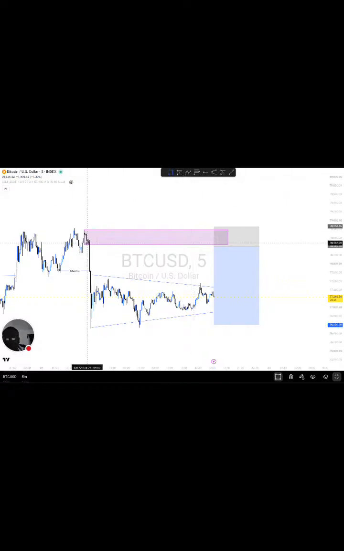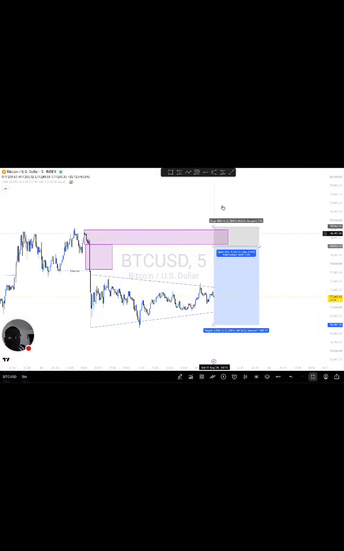The market forms an FVG around there. This is liquidity. So we're just looking for the market to tap in. The market will tap in and reverse. So we can place the trade. We can place your pending order right now.